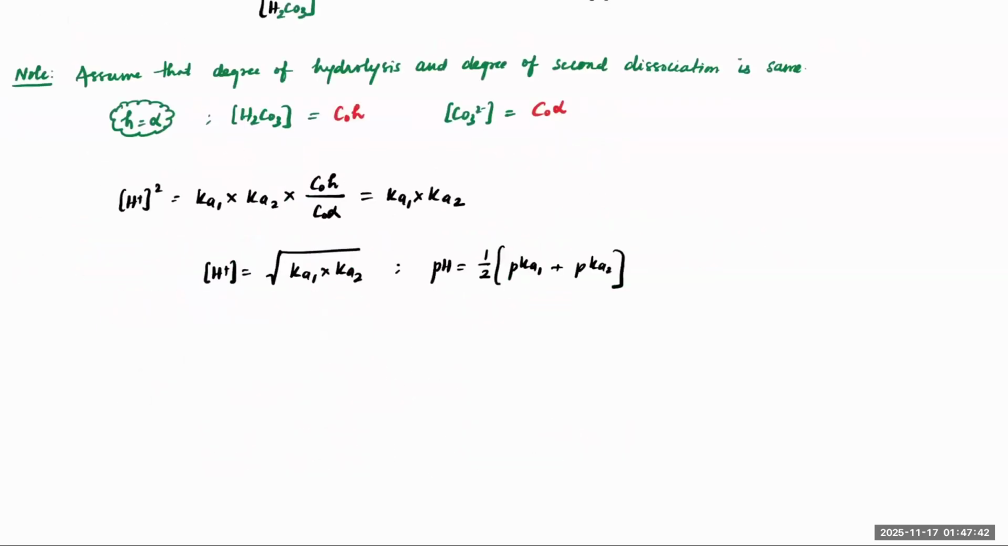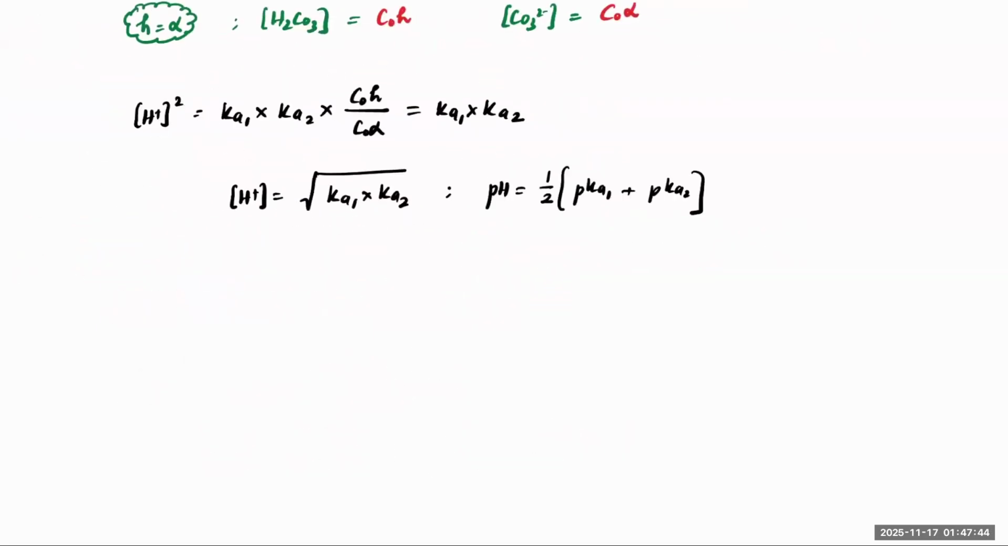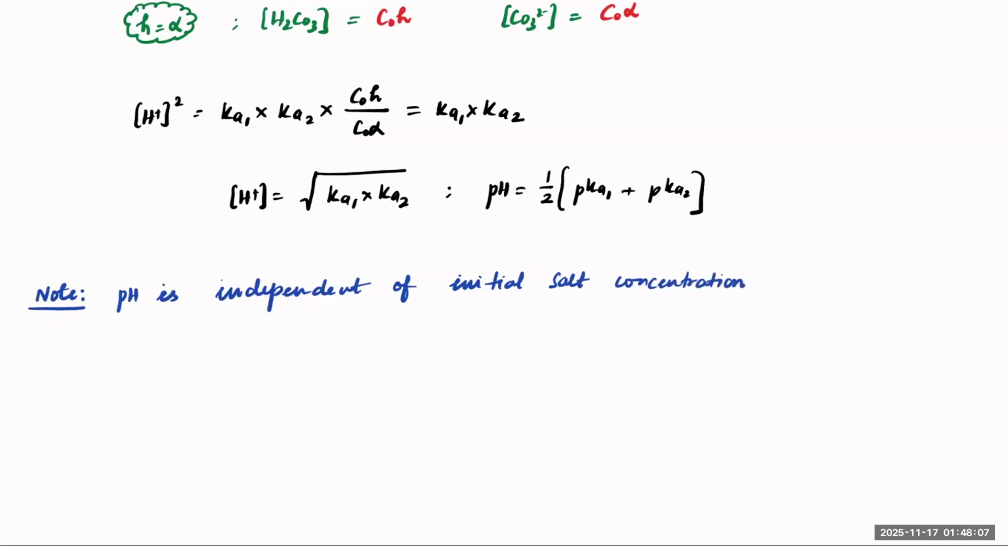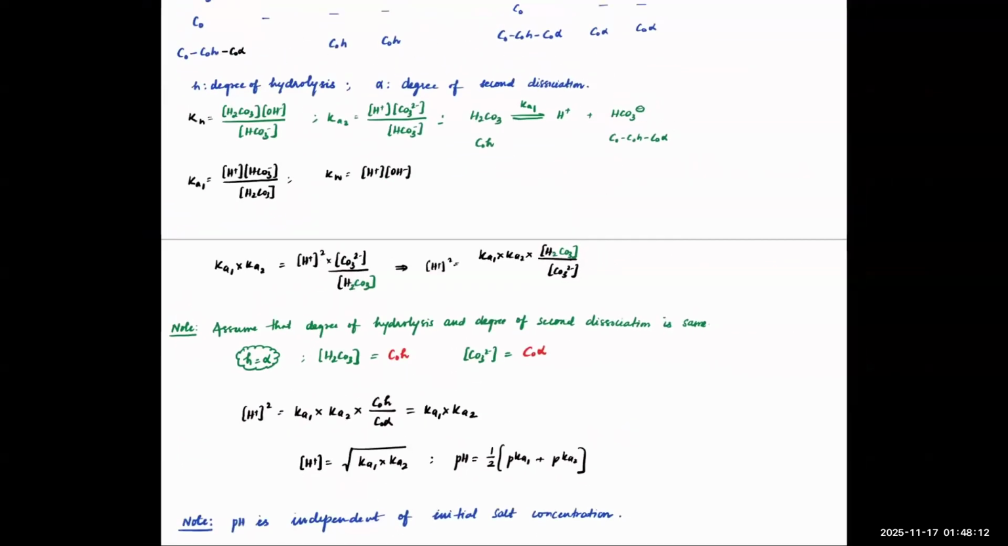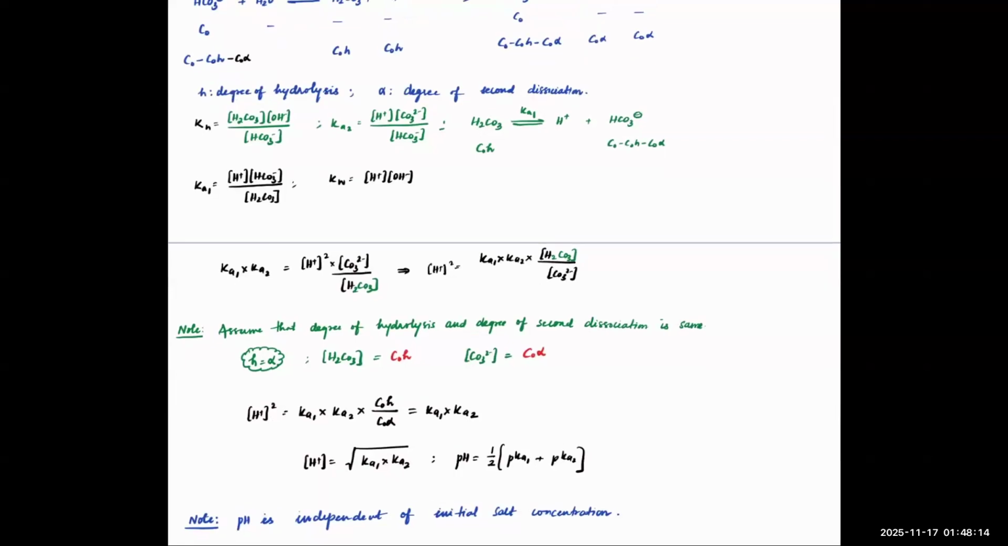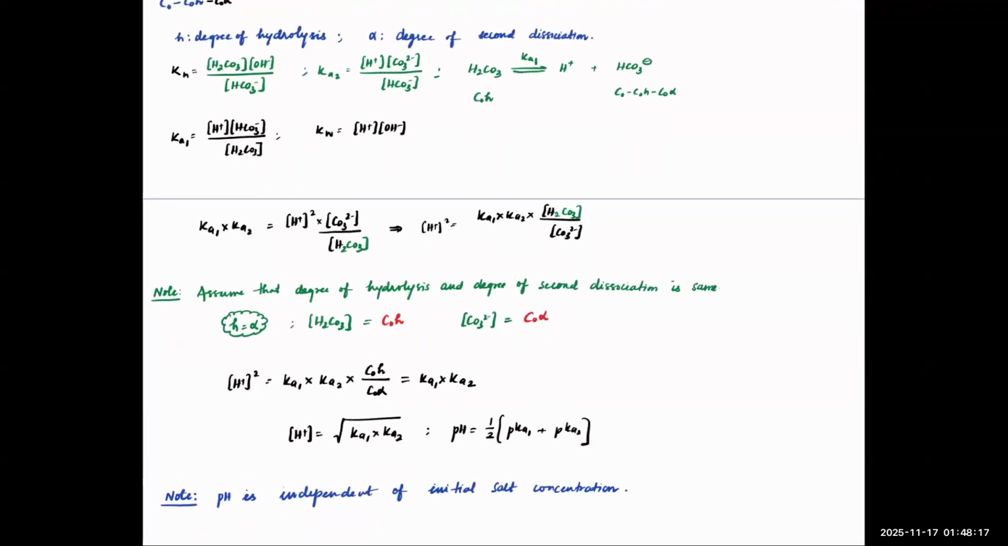Clear? Again, just like the last case, what we learned, where you have weak acid and weak base, here also pH is independent of initial salt concentration. So how much is the salt concentration does not make any difference in the value of pH. Clear, everybody? Now please go through it once. Let me know if you have a doubt on that.